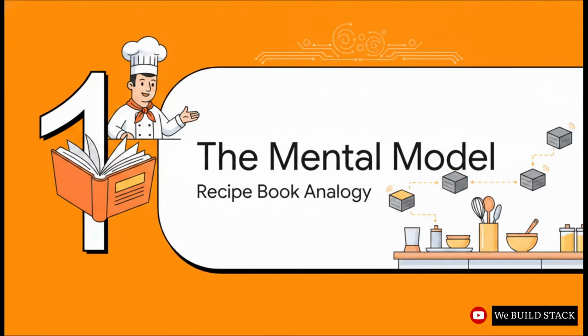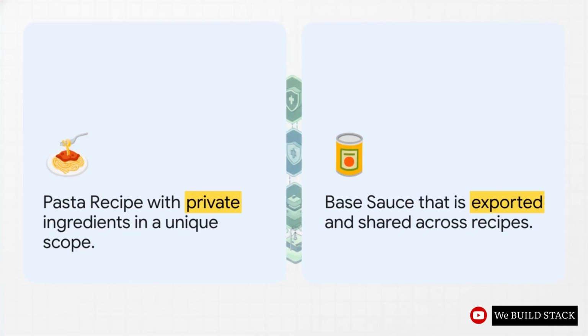Okay, let's establish the mental model here using a really simple recipe book analogy. Think of a module exactly like a self-contained recipe in a high-end restaurant's recipe book. A pasta recipe has its own unique list of private ingredients, right? Those ingredients are kept separate. They don't leak out and mess up the other dishes in the kitchen, or, in our case, pollute the global scope.